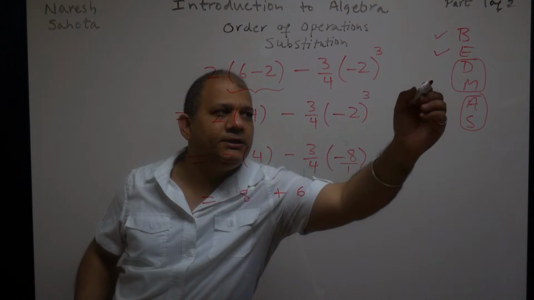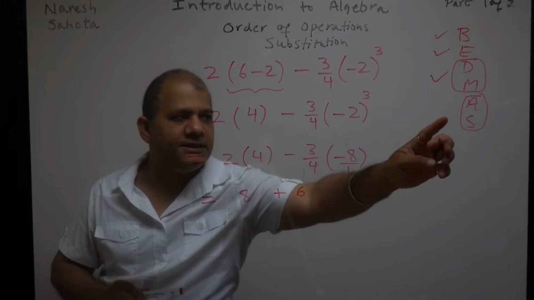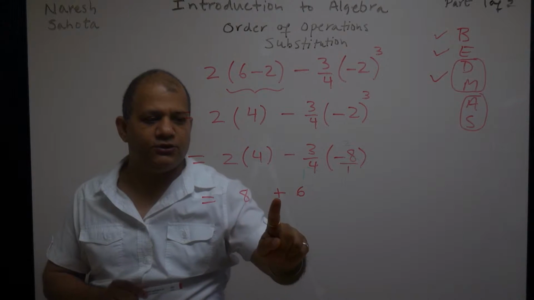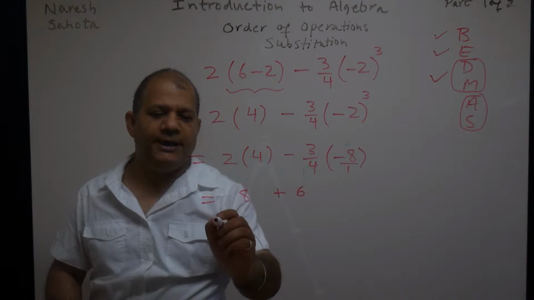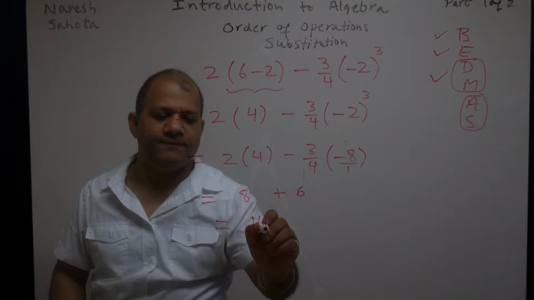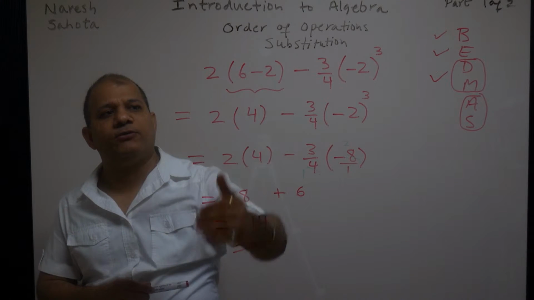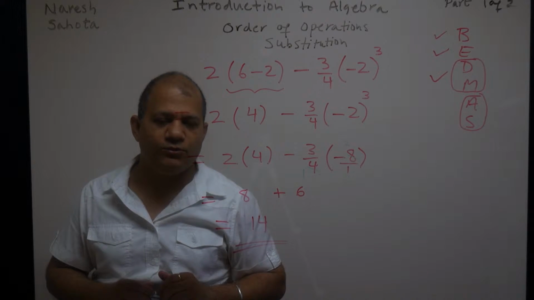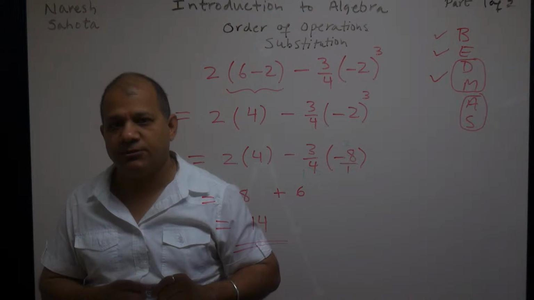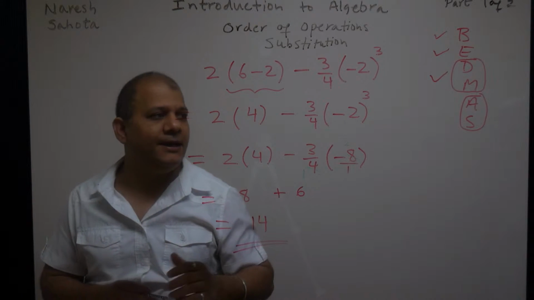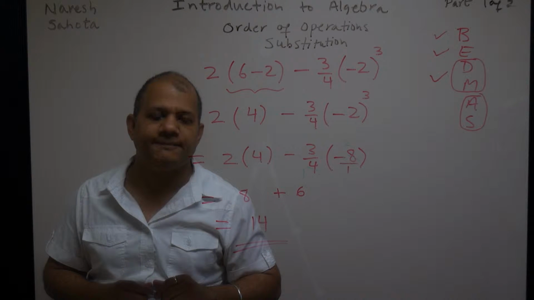Alright, so we're done with division and multiplication. And now lastly we have addition and subtraction. Now we've got an addition; there is no subtraction at this step. So 8 plus 6 is 14, and that's the final answer. So that's the order of operations. First we deal with brackets, then with exponents, and then division and multiplication simultaneously, and then addition and subtraction that can also be done simultaneously.